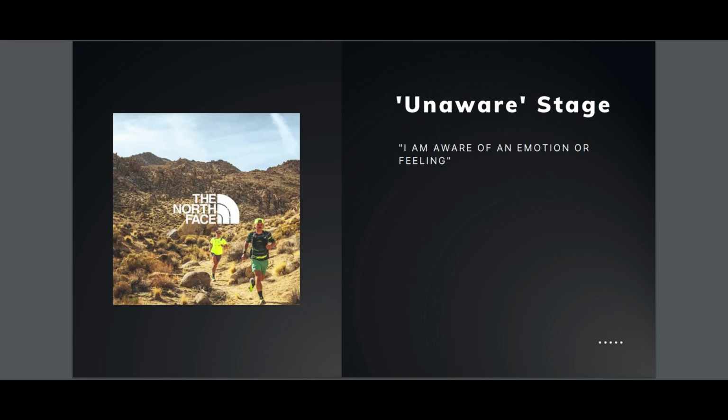Now this is where the consumer is aware of an emotion or the feeling. This is very, very commonly seen in North Face ads. So the idea of discovering the next side, the next element, etc. This is all shown in the North Face ad.